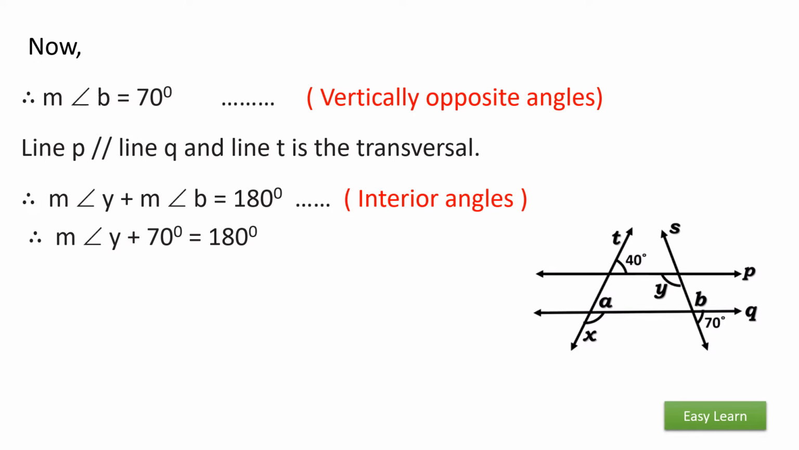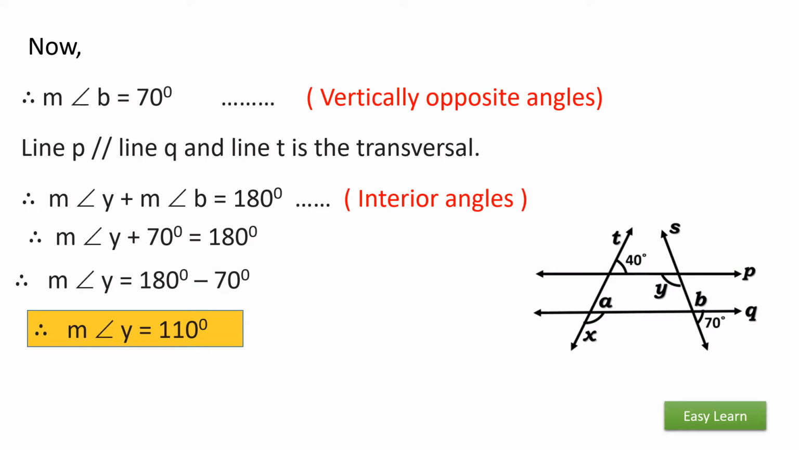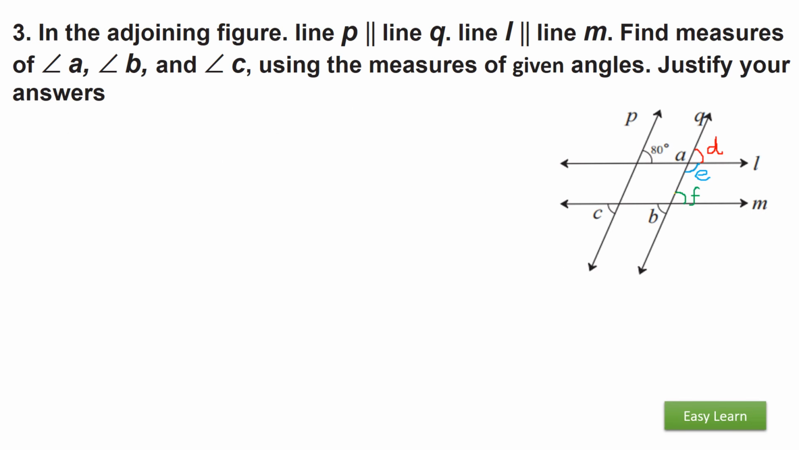Therefore, measure of angle Y plus 70 degrees is equal to 180 degrees. Therefore, measure of angle Y is equal to 180 degrees minus 70 degrees. Therefore, measure of angle Y is equal to 110 degrees.